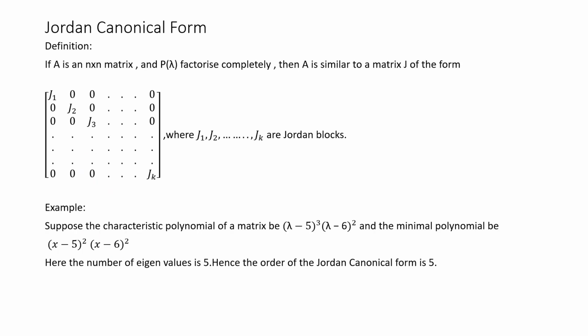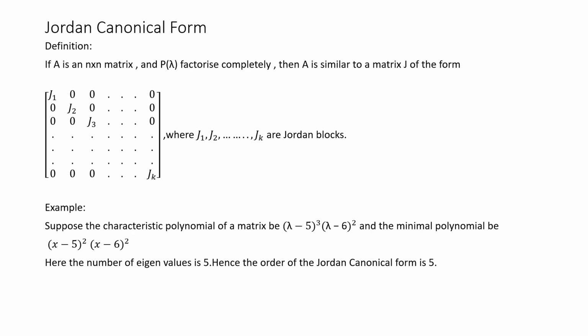The Jordan canonical form of an n by n matrix is again an n by n matrix in which the diagonal entries are Jordan blocks. In this shown matrix, J1, J2, J3, etc., Jk are Jordan blocks of different orders and all other elements are zeros. If the characteristic polynomial factorizes completely, we can convert a given n by n matrix to its Jordan canonical form.